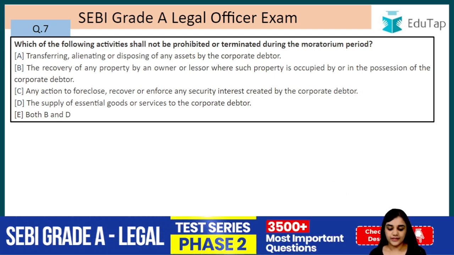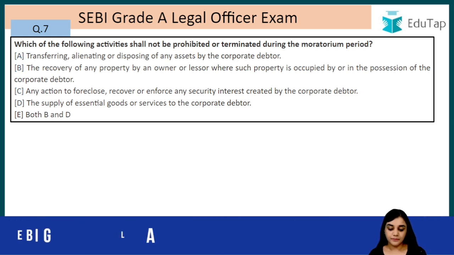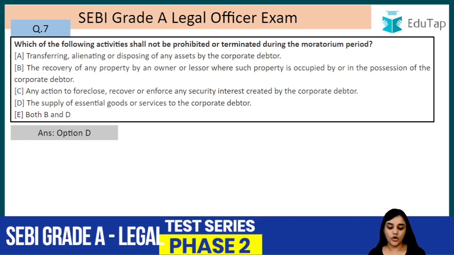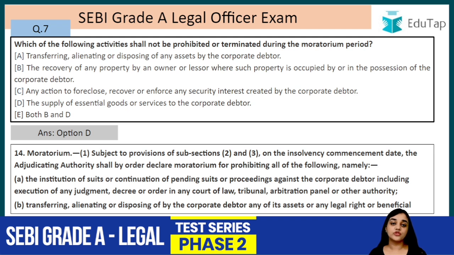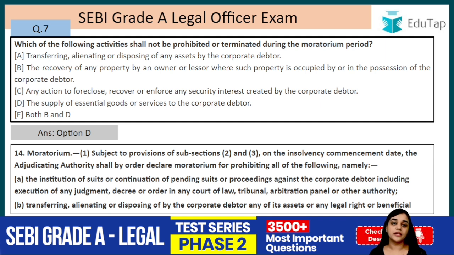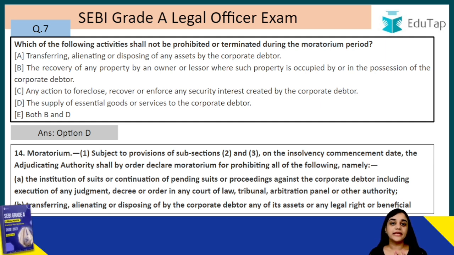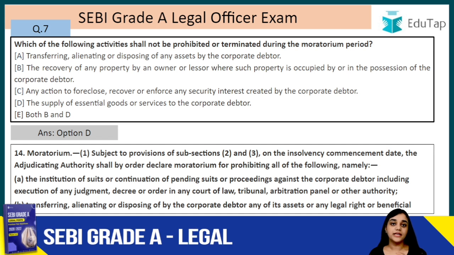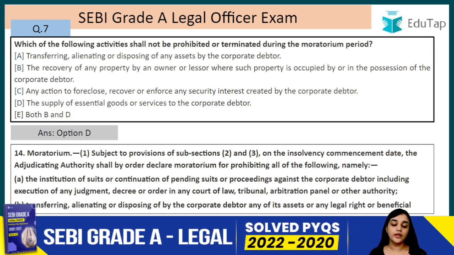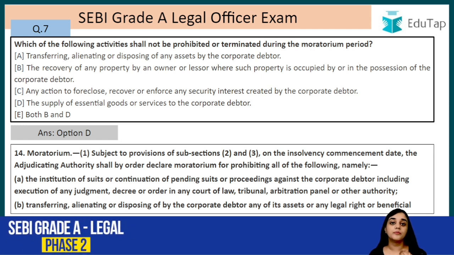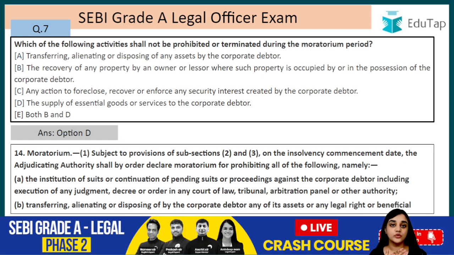Let's understand that. The answer is option D, that is the supply of essential goods or services to the corporate debtor. So this is one thing which will not be terminated, because if the CIRP process is initiated against a corporate debtor, that does not mean that their day-to-day functions are prohibited, right? The day-to-day functions carry on. So basically the supply of essential goods and services will not be prohibited. What are these essential goods and services? For example, the electricity supply and the water supply will not be terminated, right?